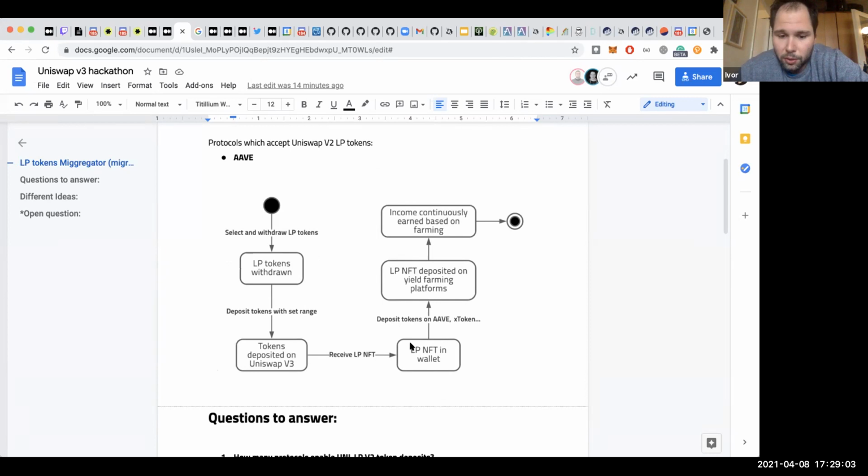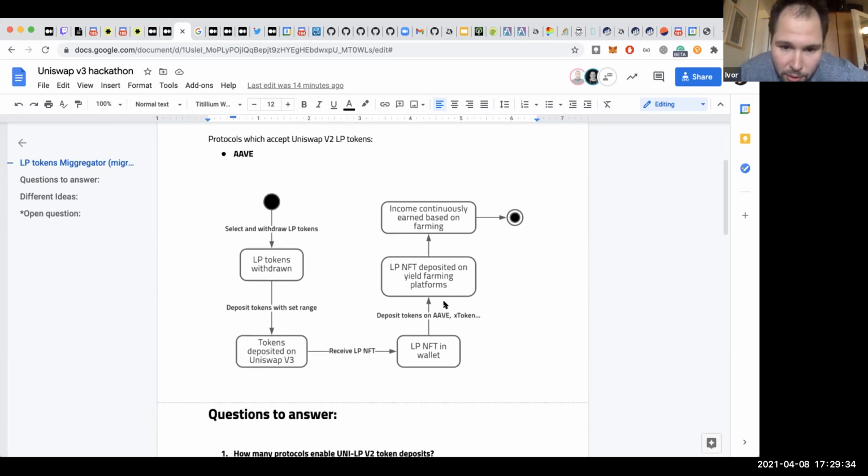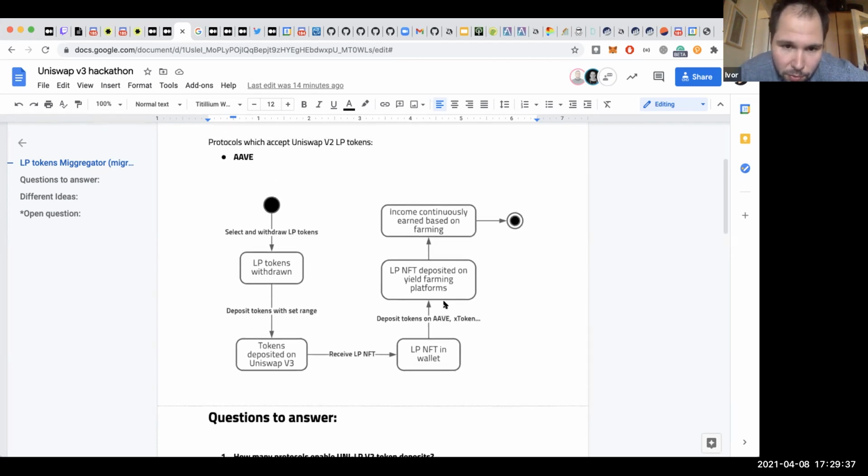Then when you get those tokens, you move them back to the protocol where you can deposit those NFTs and earn yield on them. You also can add options such as, if you choose to take the LP tokens from Aave, you can deposit them in the end in some other protocol such as Visor or some other protocol that will enable you to earn yield farming on those tokens. So that was the initial idea and the initial user flow.